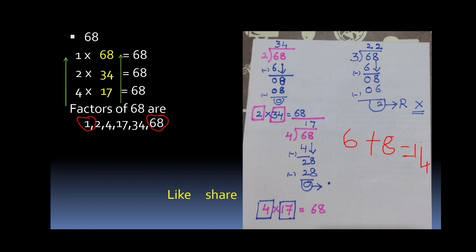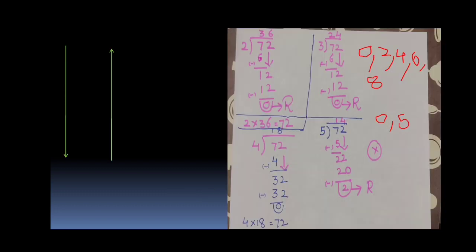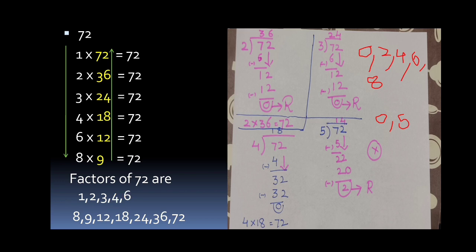Next, we will go for one more example, that is 72. Here also we are following the same sequential order. 1 multiplied by 72 gives 72. If we don't know whether it is divisible by 2 or not, then we have to do the division. If we get the remainder as 0, we say that is a factor of that number. Here I have divided, I got the remainder as 0. So 2 into 36 gives 72. Next, 3 into 24 gives 72.